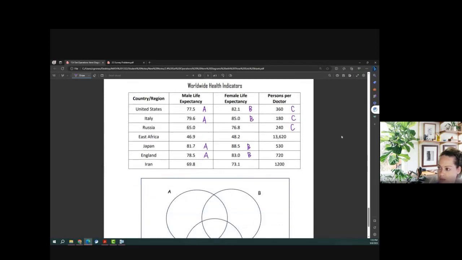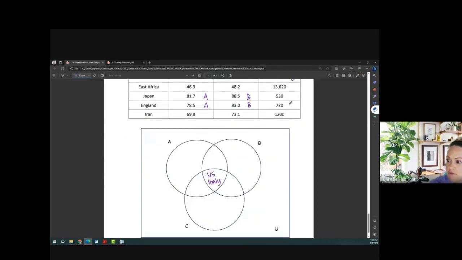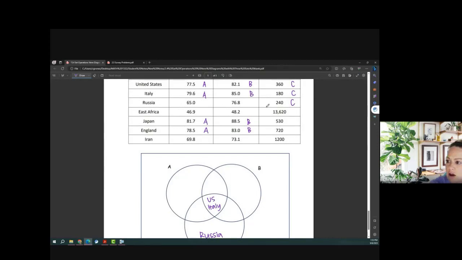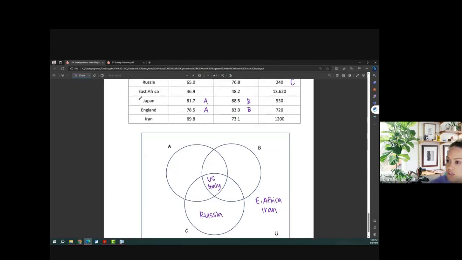So now that we have looked at that, we can label our Venn diagram and we can put each country where it goes. So let's start with the US. The US, they meet all three of those requirements, so they are going to go in our middle piece. Same thing for Italy. Russia only meets the criteria for C, so they are going to go down here. East Africa does not meet any of those, neither does Iran. So we have East Africa and Iran are both outside of those circles. Japan meets the criteria for A and B, but not C, so it cannot be in circle C. Same thing for England. So Japan and England go in this region, and that is everybody.